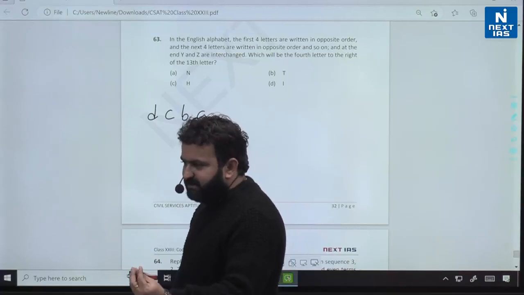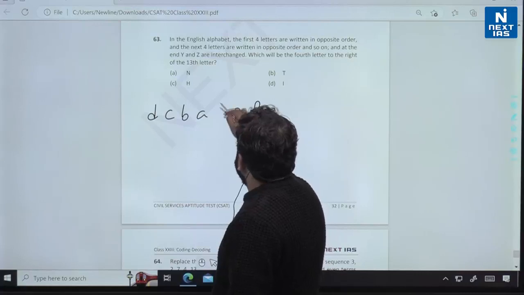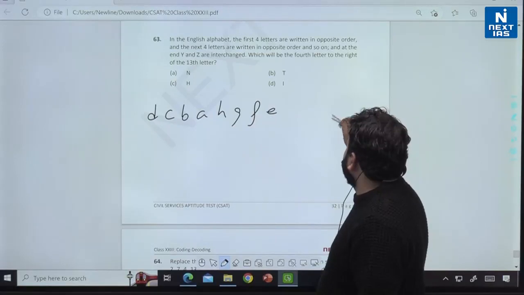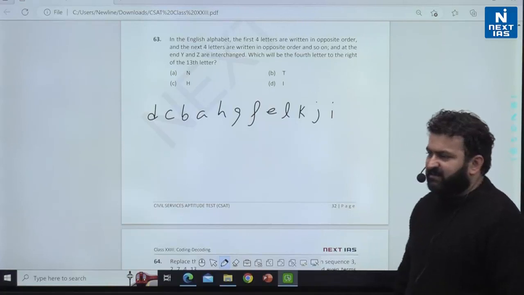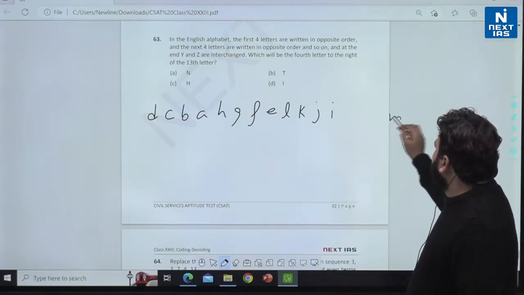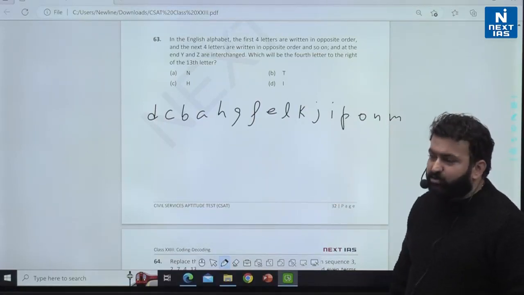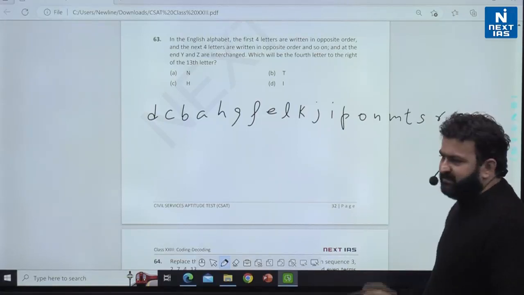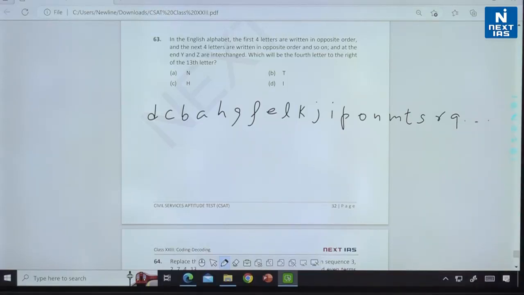E, F, G, H. So E, F, G, H is written as what? Just write down H, G, F, E like this. I, J, K, L. So I, J, K, L is written just in the reverse order. L, K, J, I. M, N, O, P. Then Q, R, S, T. In this manner. अब देखो, now here what is asked?